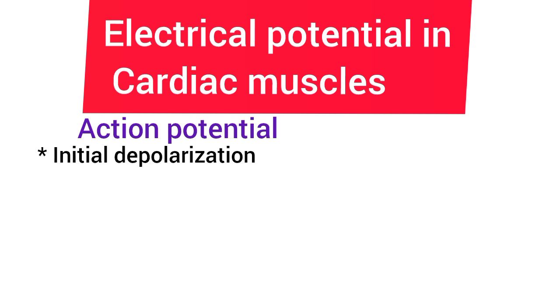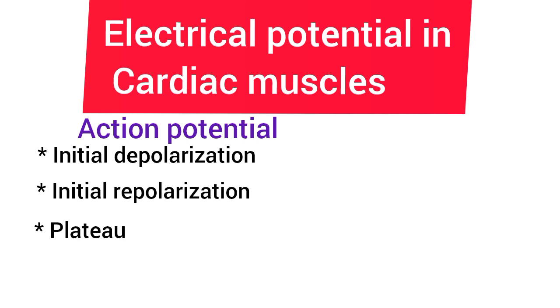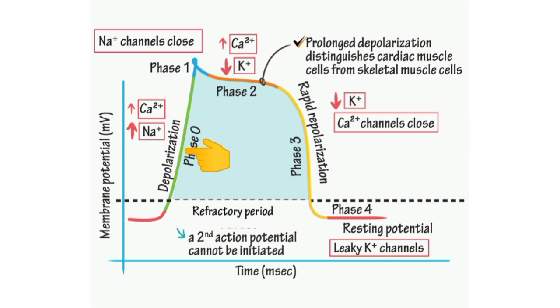Number 1 is the initial depolarization. Number 2 is the initial repolarization. Number 3 is a plateau or final depolarization. And number 4 is final repolarization. The initial depolarization is very rapid and it lasts for about 2 milliseconds. The amplitude of depolarization is about plus 20 millivolts.